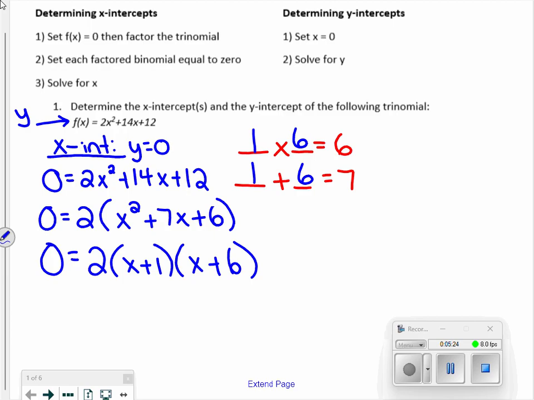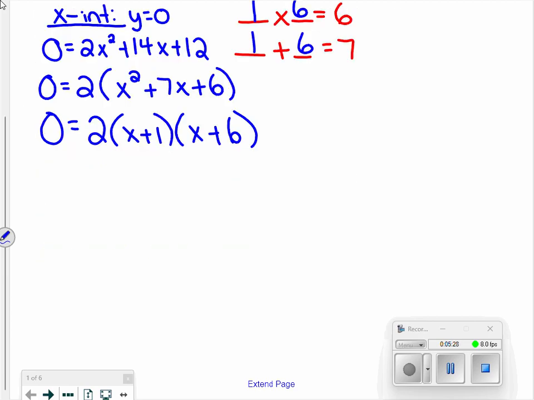Because this equals 0 and these are being multiplied, we can set each bracket equal to 0. That's where we would have stopped last year. Now we take each bracket and set them to 0. You're probably going to be able to do this part in your head. So we take x plus 1 equals 0, and x plus 6 equals 0, and then we solve for x. How do I take that positive 1 to the other side? Subtract it. X equals negative 1.